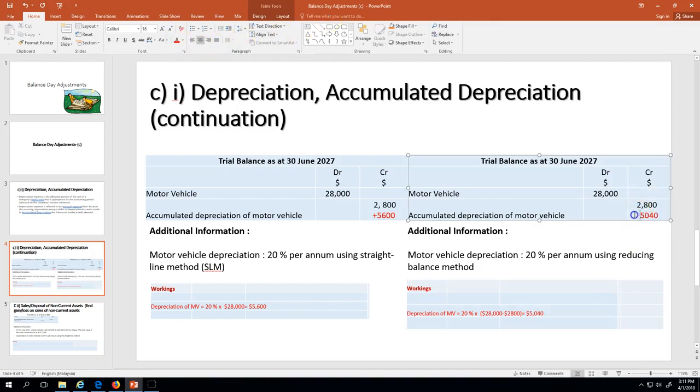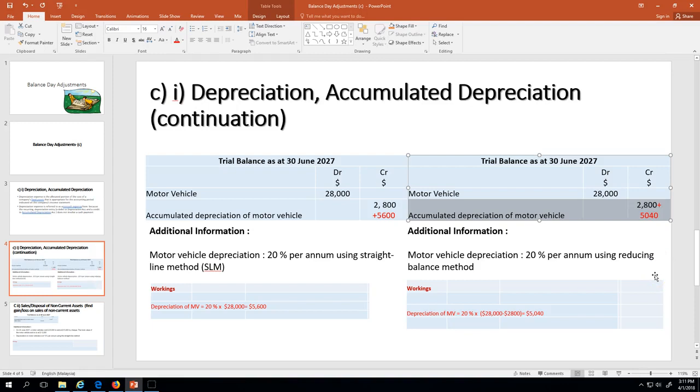Okay, we add it here. And what does it mean? Depreciation of motor vehicle for this particular trial balance will be 5040, recorded in SOCI as an expense. However, in SOFP, we'll have accumulated depreciation of motor vehicle 2008 plus 5040. And that's how you adjust your trial balance every time there's a balance day adjustment.